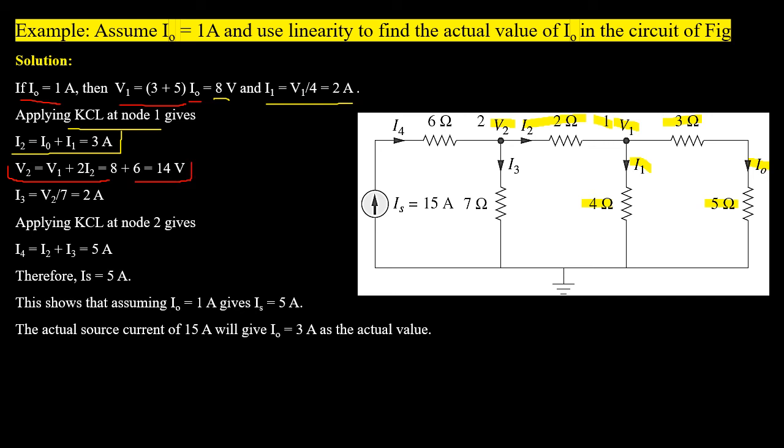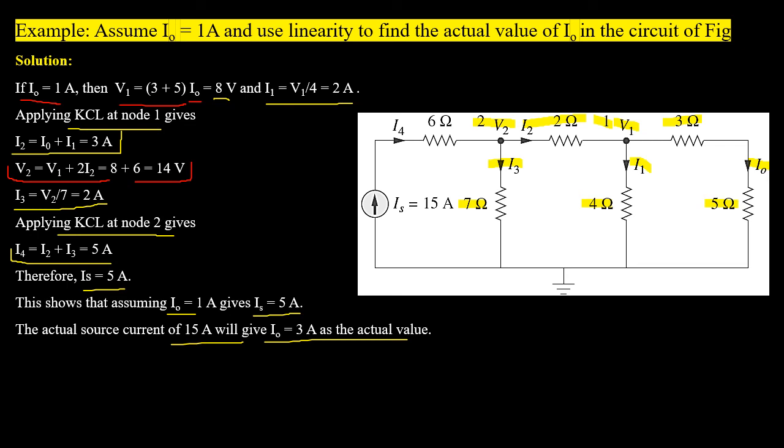Similarly, I3 will be equal to V2 over 7, because one terminal of the 7 ohm resistor is connected with node voltage of V2 and another one is connected with ground. So I3 will be equal to V2 over 7, and this will give us the value of 2 ampere. Now using KCL at node 2, we will have I4 equals I2 plus I3, which implies that I4 will be equal to 5 ampere. Now if source current is 5 ampere, we will have an I0 of 1 ampere, whereas the actual source current is 15 ampere, which will give us I0 of 3 ampere as the actual value.